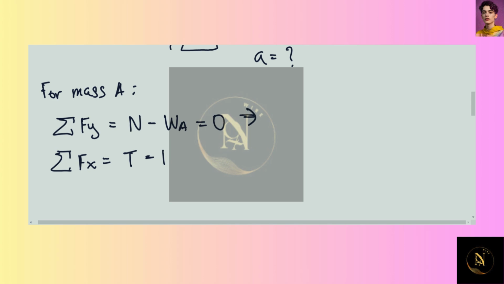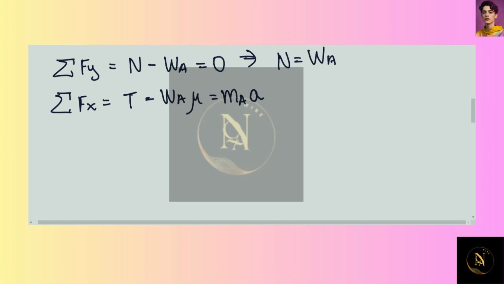From the first one, we obtain that the normal force is equal to the weight of A. So we know that the friction force is equal to the normal force times the coefficient of friction. So the normal force is equal to the weight, so it should be the weight times the coefficient of friction. And because now the system is moving with acceleration, this is equal to mA times the acceleration.